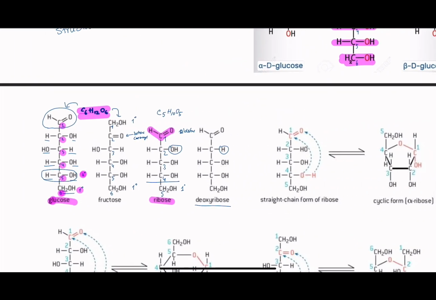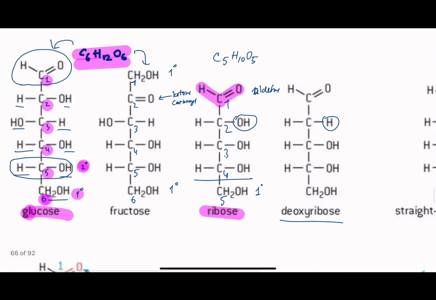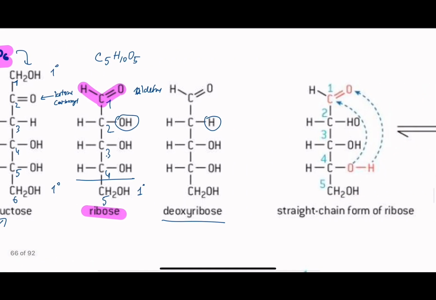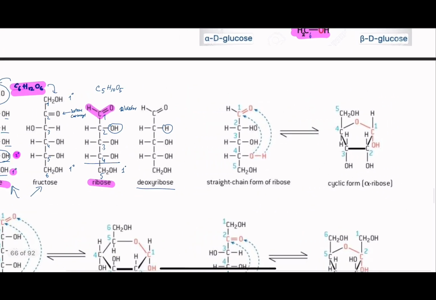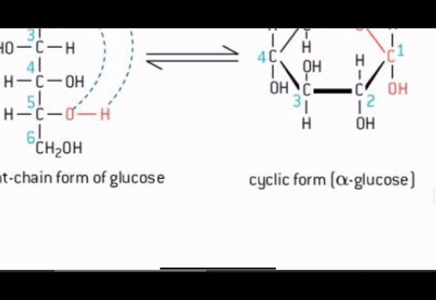For these structures, the only thing you need to know for sure is how glucose looks. For the other ones, if needed, they will be given to you in a table, but you need to know glucose, and it would be better if you know fructose too. Okay, now about transforming into the cyclic form.